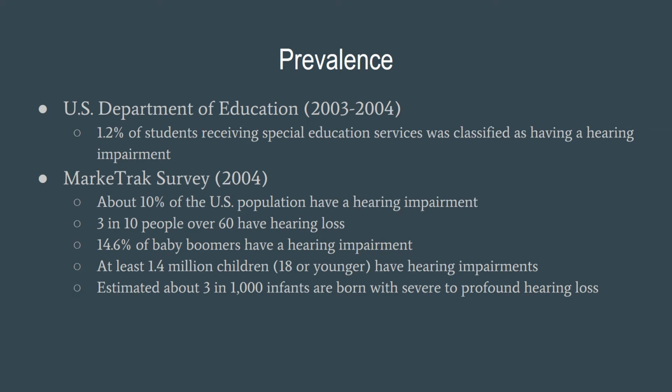Regarding prevalence, 1.2% of students receiving special education were classified with having hearing impairments. About 10% of the U.S. population have a hearing impairment. 3 in 10 people over 60 have hearing loss, and it is estimated that about 3 in 1,000 infants are born with severe to profound hearing loss.